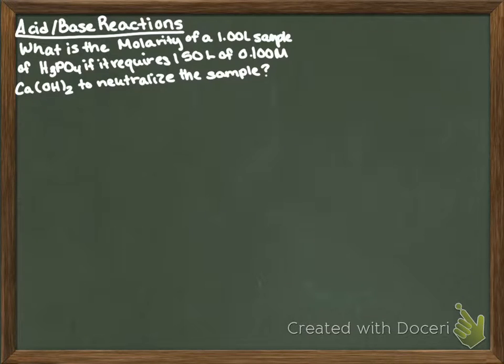In this video, we'll be looking at acid-base reactions. So for acid-base reactions, the first thing we need to do is write an equation, and we can look at our problem to tell what the reactants and products might be.